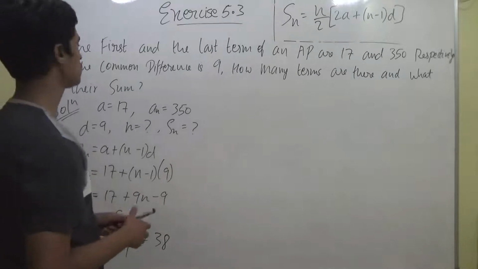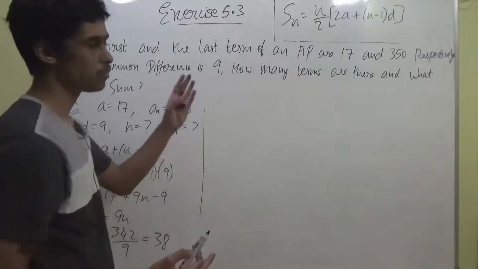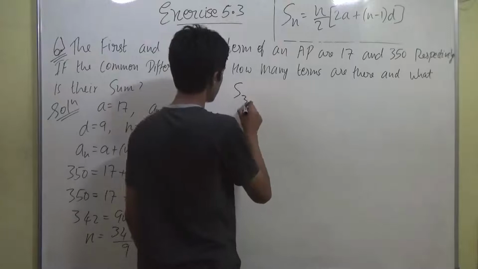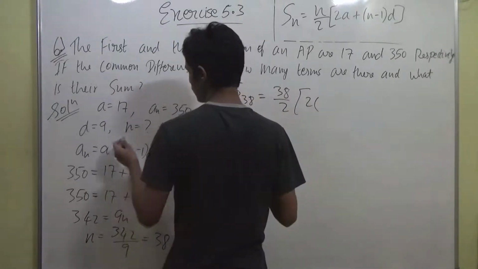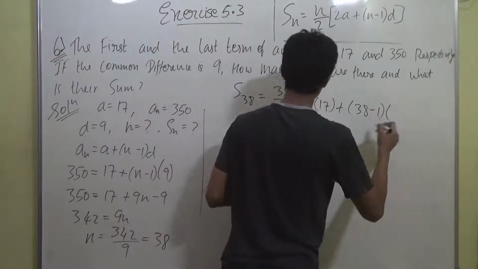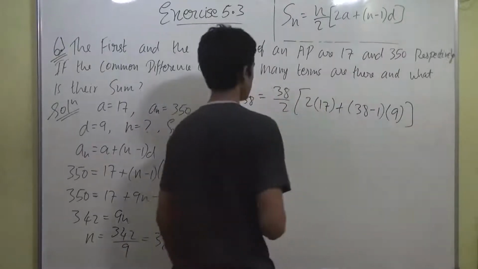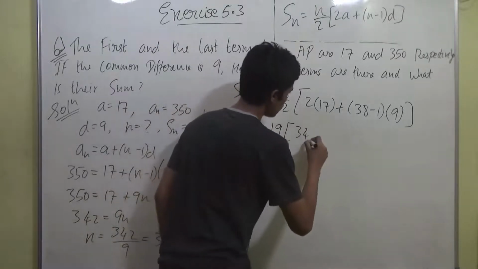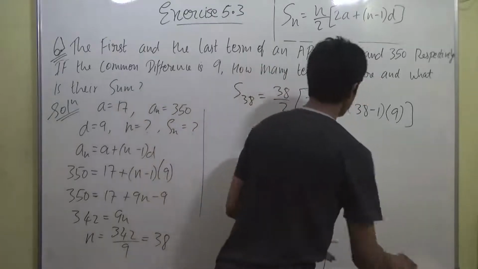Now we have to find their sum, right? So now we have everything guys, we have to just use the formula S of n and find their sum. That is S of 38 terms, right? S of 38 terms equal to 38 by 2 into 2 into a, where a is 17, plus n minus 1 is 38 minus 1 into d, d is 9. This is the formula guys. This is going to become equal to 19 into 34 plus this is 37 into 9.